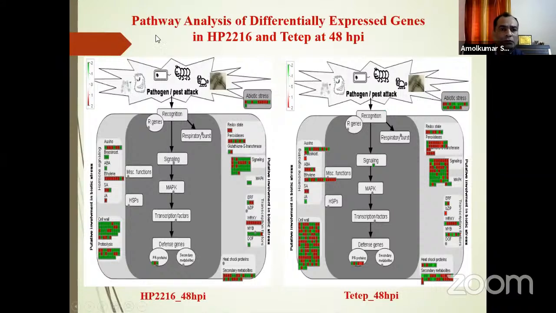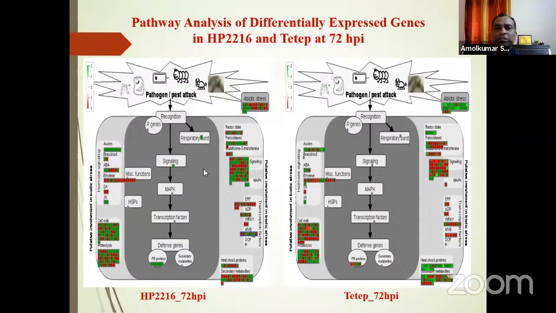And then we identified these pathways. In these pathways, we checked the genes in HP22 and TETEP at the same time point, and here we use only differentially expressed genes. Especially, we observed that cell wall related genes are more in TETEP as compared to HP22. Signaling related genes are also there, along with secondary metabolite related genes, and a greater number of transcription factors are upregulated. This particular trend is common in the coming hours. So this is for 72 hours.